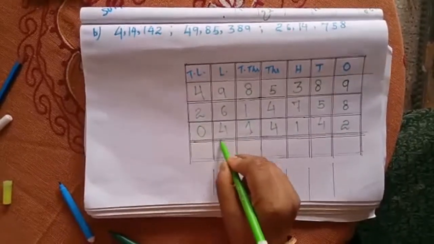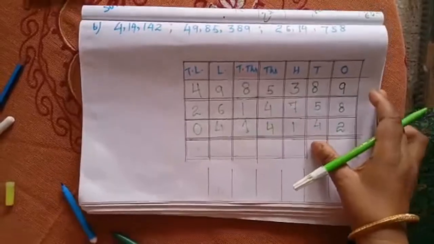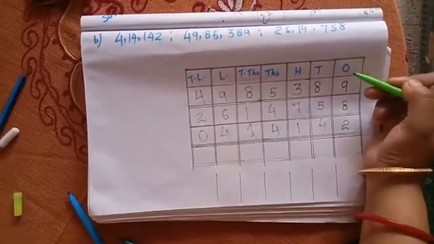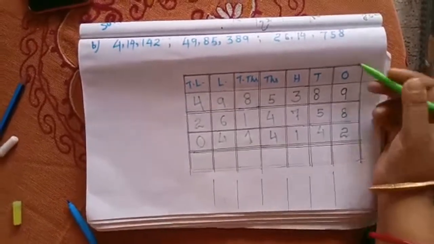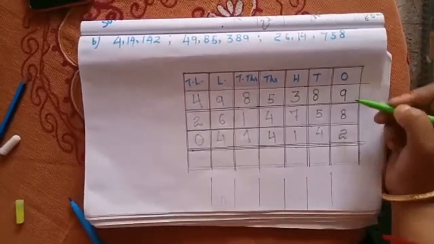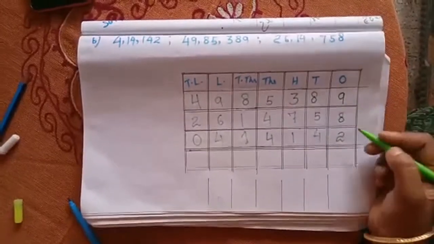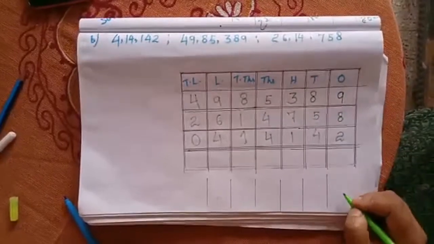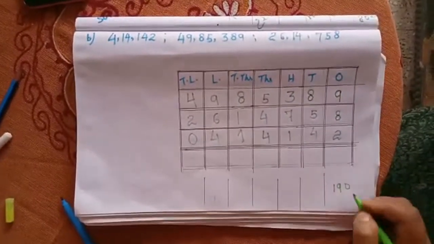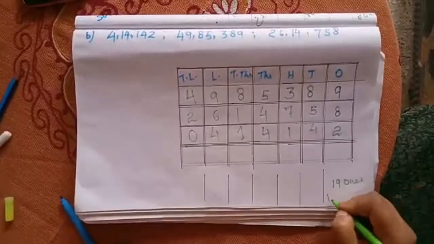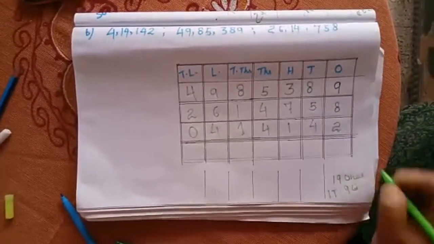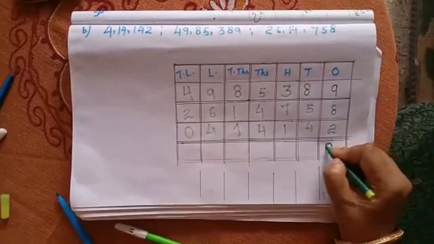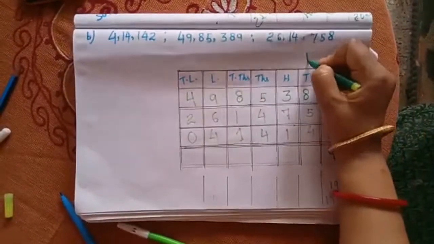Now let's do the addition. According to the rule of addition, we have to start from the extreme right side, the lowest place value digits. So here at the ones place, the digits are 9 ones plus 8 ones plus 2 ones. 9 plus 8 plus 2, 10 plus 9, it is 19 ones. So 19 ones is having 1 ten and 9 ones. So 9 will come in the ones column, and 1 ten will go as a carryover.